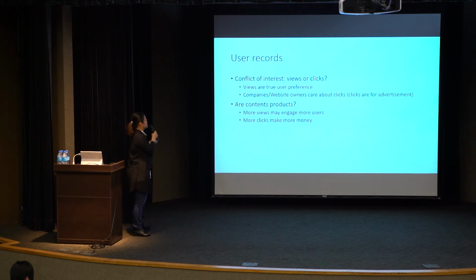So we utilize some user features, but we found a conflict of interest here. Users want to view what they are really interested in, so it's views, like the articles you really read. But there are some records called clicks. These are what the content providers are interested in, because clicks are linked to advertisement, and advertisement is directly linked to income, right? So I added a question mark here: are contents really products? Because when we recommend products, usually we want the user to buy them. But here, if we have more views, we may engage more users because users like what we recommend to them. But if we have more clicks, it can make more money. But these two are contradictory to each other. Somehow, there's a trade-off here.